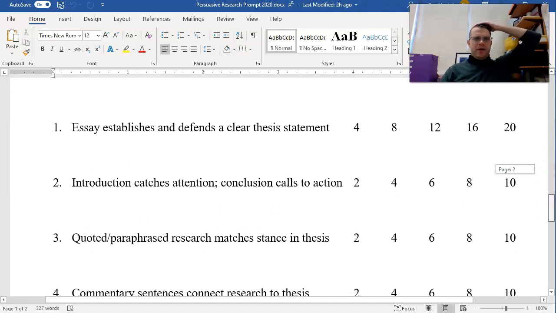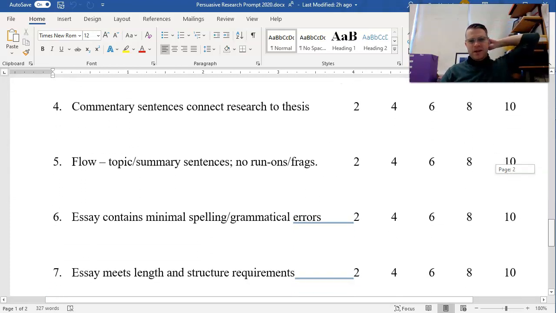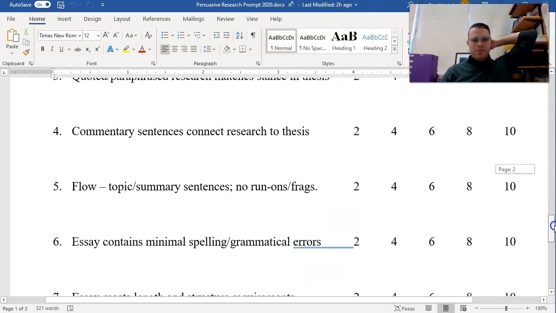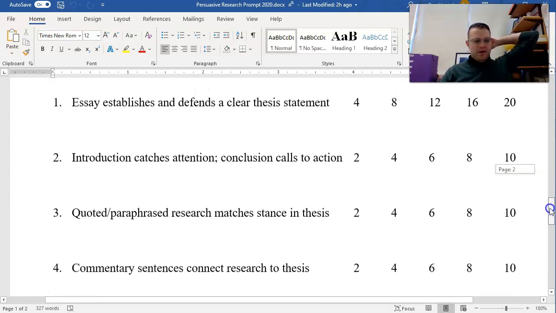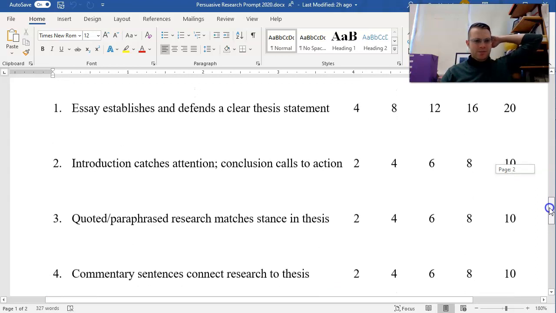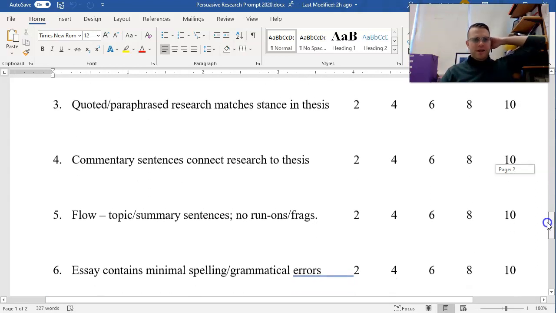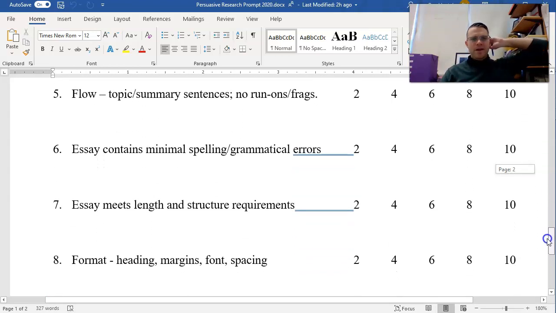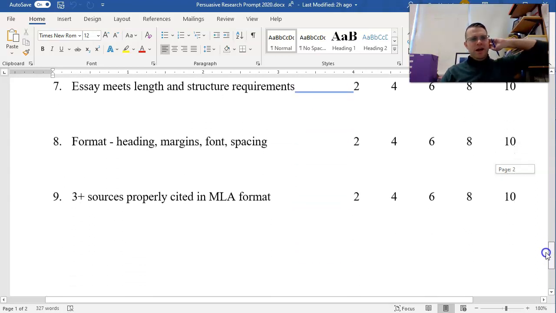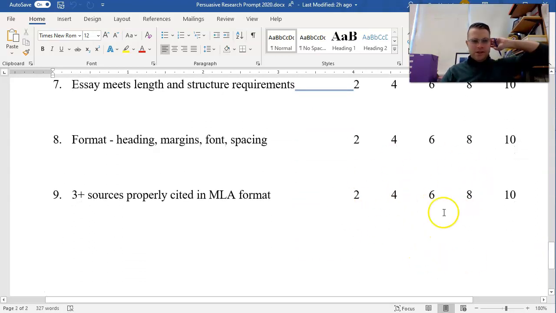I'll let you read through the rubric on your own to see how I'm grading this essay. A bigger focus this time around on essay structure. So notice that I split it between introduction and conclusion. A lot of stuff on your body right there. Grammar, length, and structure. And there is a grade for your research at the very bottom.